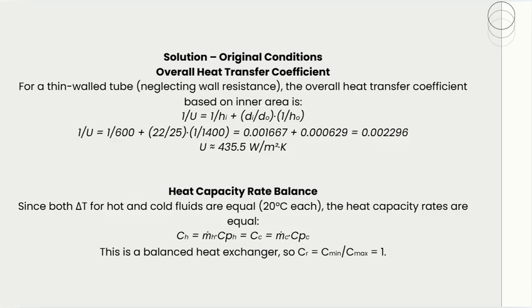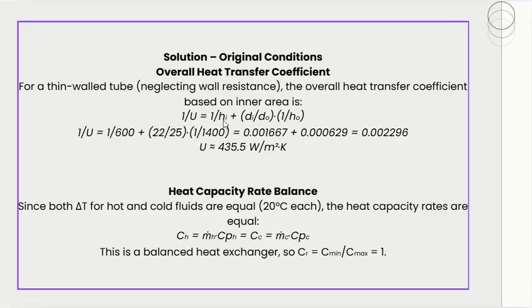To find it, we will use this formula: 1 by U equal to 1 by inside heat transfer coefficient plus inside dia upon outside dia into 1 by outer heat transfer coefficient. So using this formula we get U as 435.5. Next, since delta T for both hot and cold fluids are equal, the heat capacity rates will be equal. So this tells us that this is a balanced heat exchanger and the heat capacity rates are equal. We get CR as C minimum by C max, which is equal to 1.